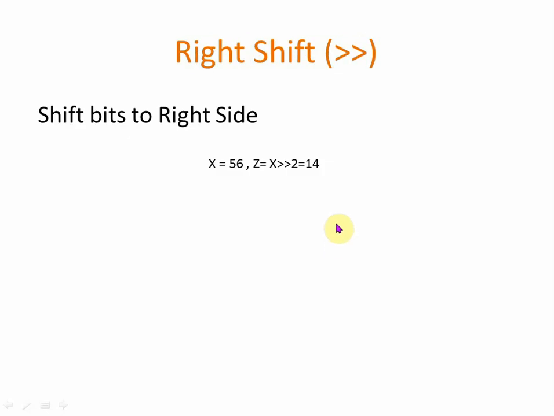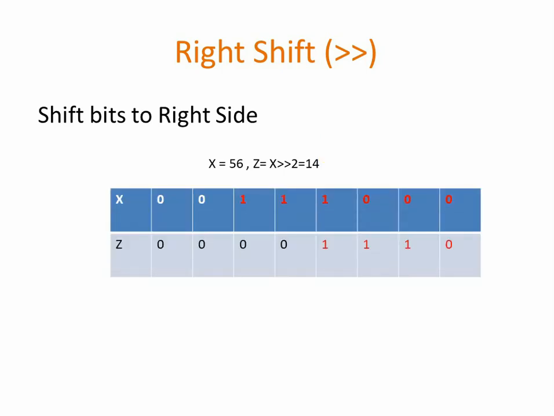Okay, now come to right shift operators. What will strike your mind by right shift? Right shift means it will shift bits to the right side. Now let's see this. Here 56, I converted this into binary, and this is the conversion. When I shift this x by 2 towards the right, what will it do? It shifts all the bits towards the right and adds 0 in the beginning on the left.